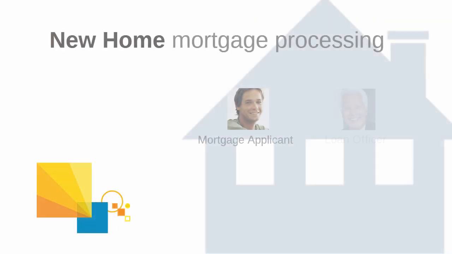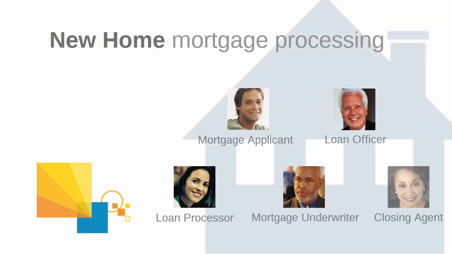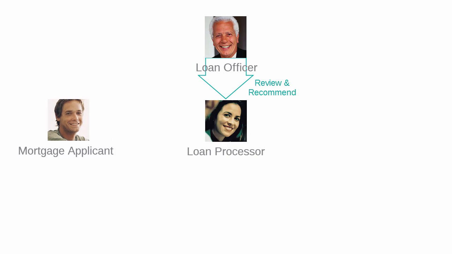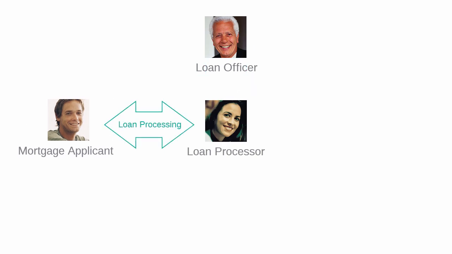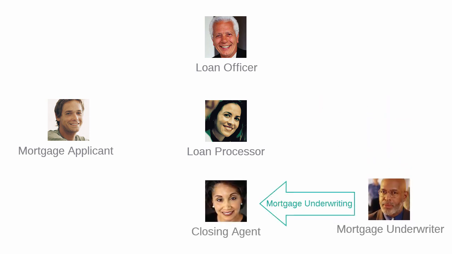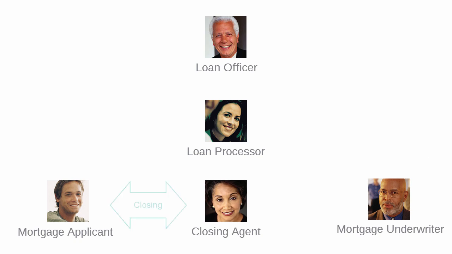In today's video, we will showcase mortgage processing for a newly purchased first home. Beginning with pre-qualification, the loan officer and loan processor will work with the mortgage applicant to ensure requirements and documentation is provided and complete. Once completed and packaged, the underwriter will approve the mortgage and the closing agent will complete processing, recording, and funds disbursement.